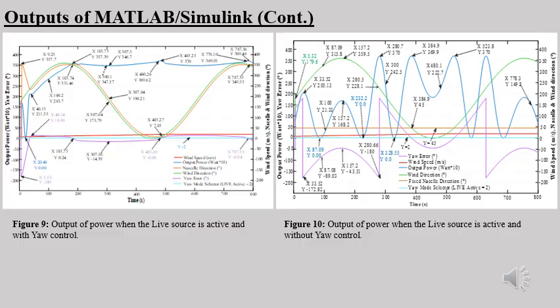And in contrast, when yaw control is disabled, the nacelle is fixed at 45 degrees, so it cannot rotate to follow the wind. Even though the live source provides accurate wind direction, the turbine remains misaligned most of the time, which causes large yaw error and unstable power.